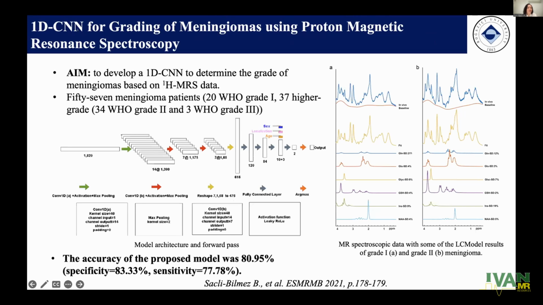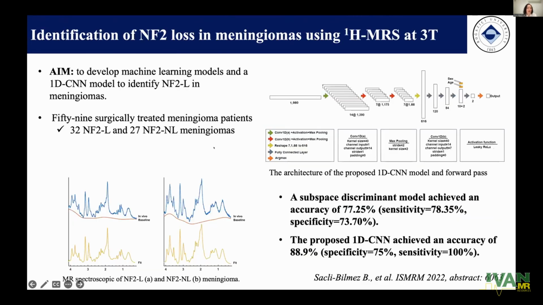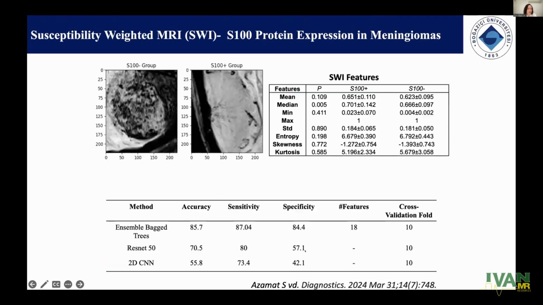We applied 1D CNN for grading of meningiomas using proton MRS. We used 57 meningioma patients, and we developed a one-dimensional CNN network. And our accuracy was around 81% for finding the higher grade meningiomas. We also identified NF2 loss in meningiomas using proton MRS at 3 Tesla, and our classical machine learning achieved 77% accuracy, whereas our 1D CNN model achieved 89% accuracy.